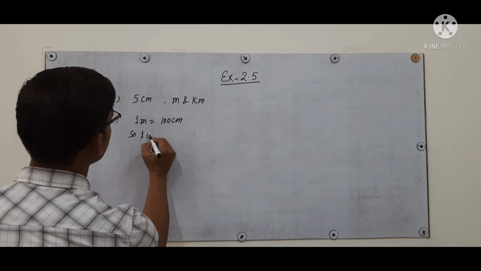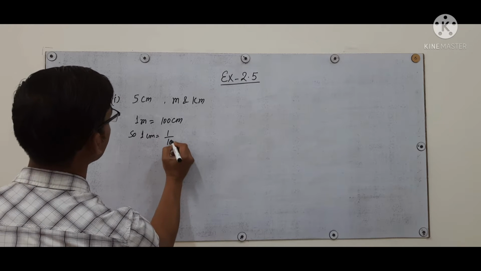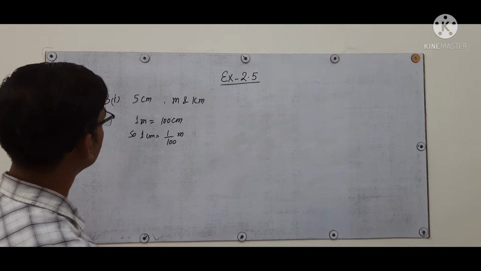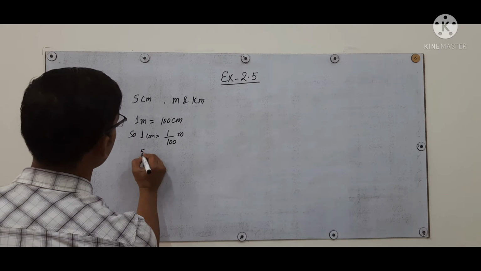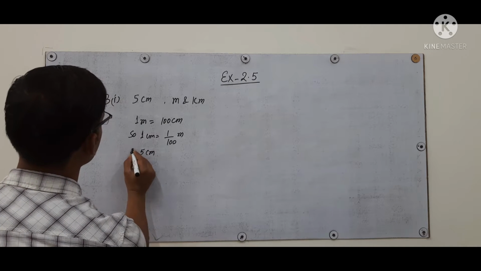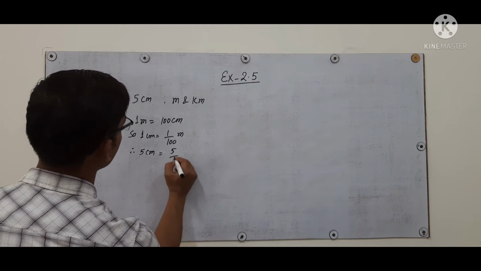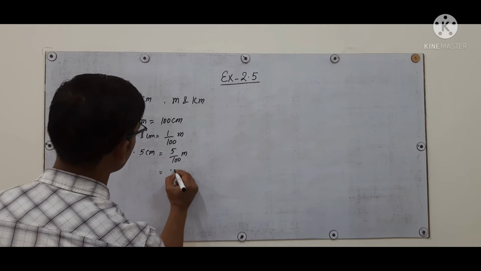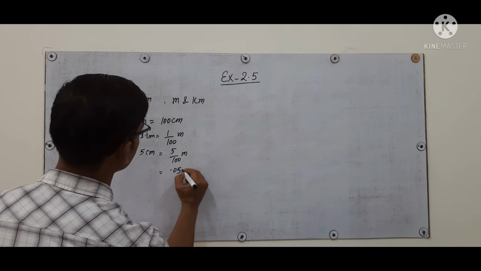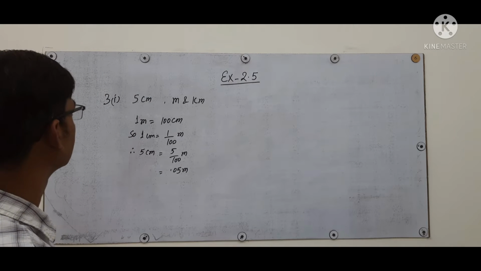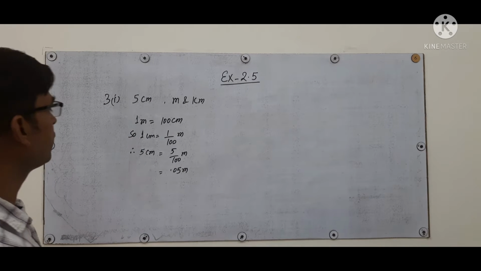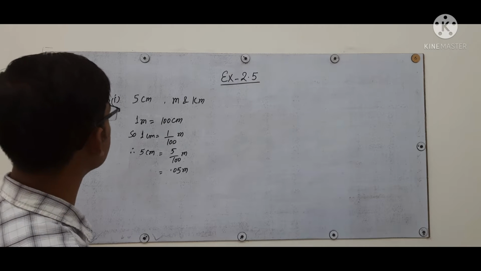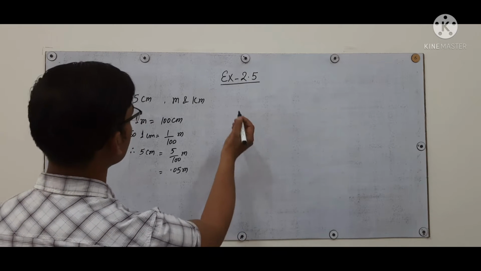So 1 centimeter will be 1 upon 100 meter, and 5 centimeter will be 5 upon 100 meters, and we can write it here as 0.05 meter. So 5 centimeter is 0.05 meter. Similarly, we will solve it for kilometers.